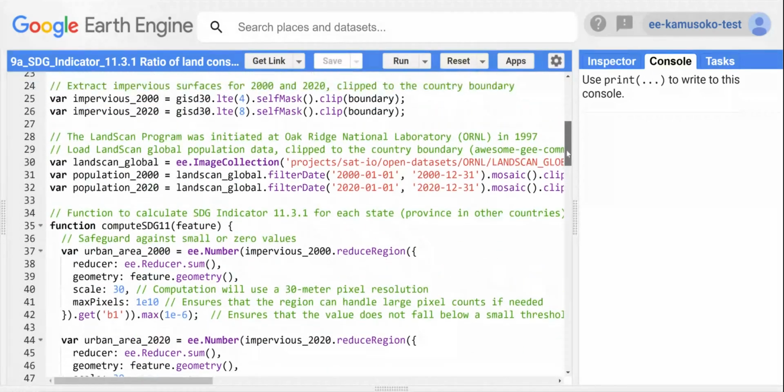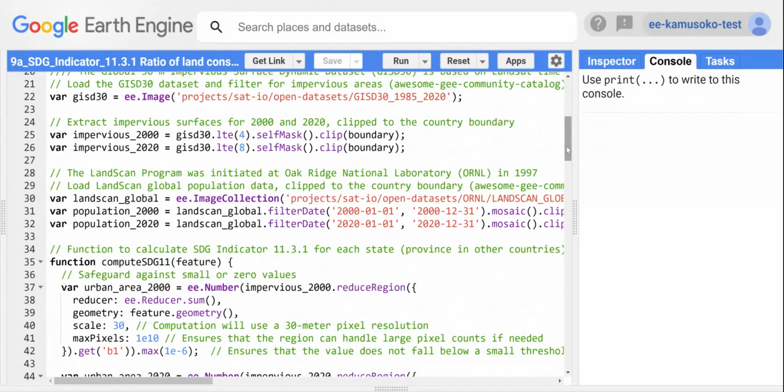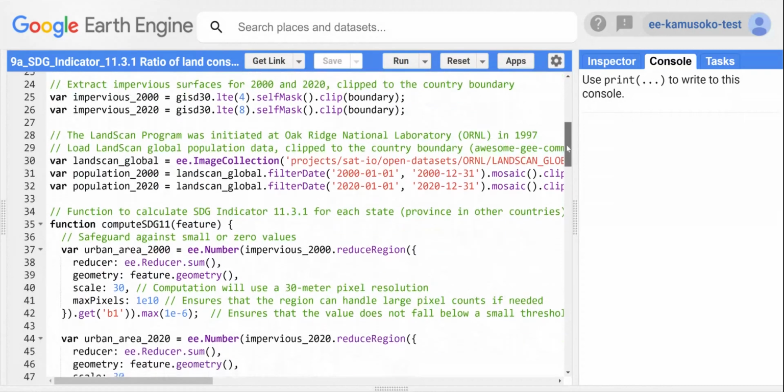Please take note that these input variables, that is the impervious datasets for the year 2000 and 2020, and the population dataset for the year 2000 and 2020, come from the awesome Google Earth Engine community catalog. So these datasets are available for all the countries. So you can use this code to run it for your country of interest.